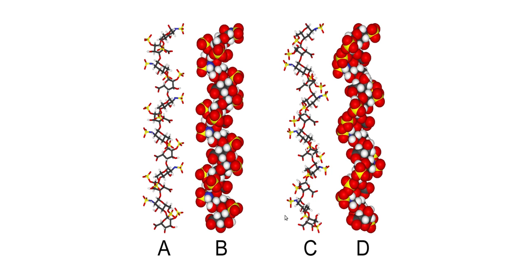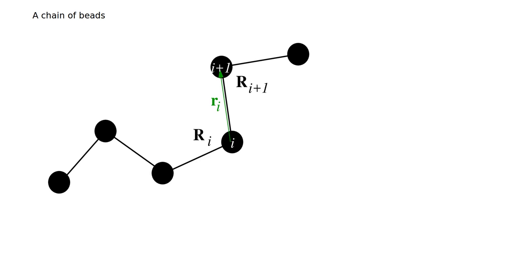However, in this movie and also in subsequent movies I intend to make, I want to focus on the statistical properties of polymers, on the structural properties, without going into the chemical details. And therefore we make simple models which capture the features of the polymers and try to infer their properties from such a simple model.